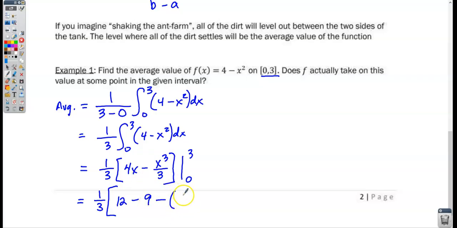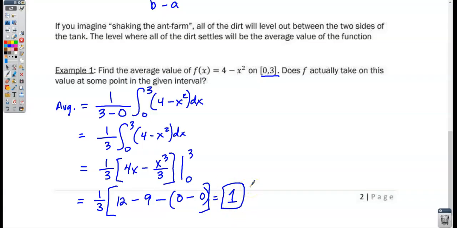4 times 0 is 0. And 0 cubed over 3 is 0. And so doing all the calculations here, that's 1/3 times 3. And so the average value of the function is 1.